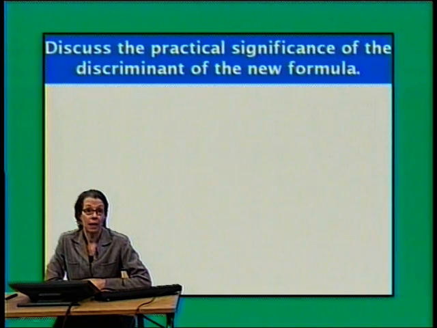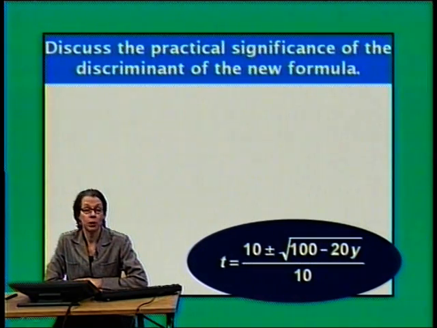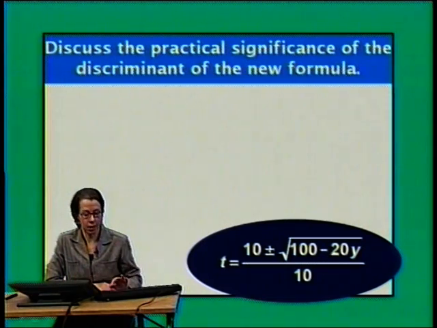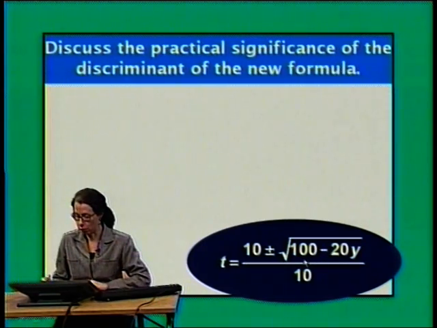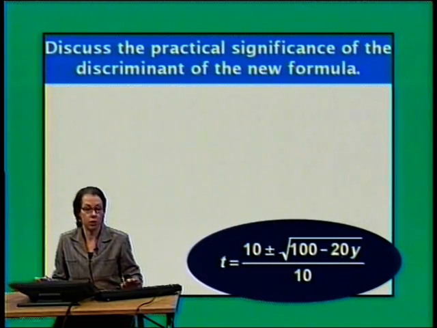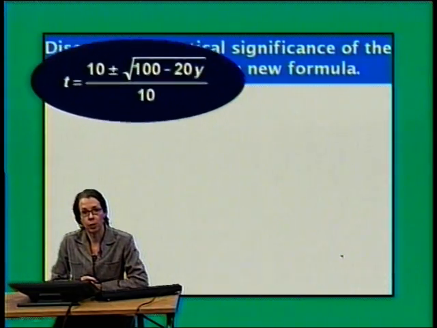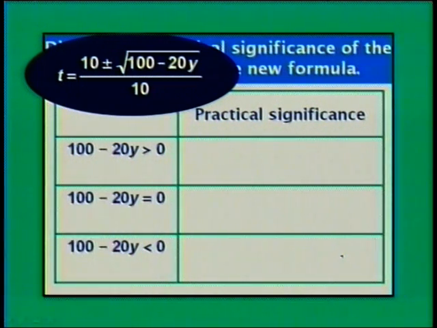So let's discuss the practical significance of the discriminant of the new formula. Here's the formula we just came up with for t in terms of y. The discriminant is the expression under the radical. So what I'm going to do is create a table to look at the 3 possible cases. The first case is the case where the expression under the radical is positive. In this situation, we're going to have 2 solutions to the quadratic equation. There's going to be 2 values of t.